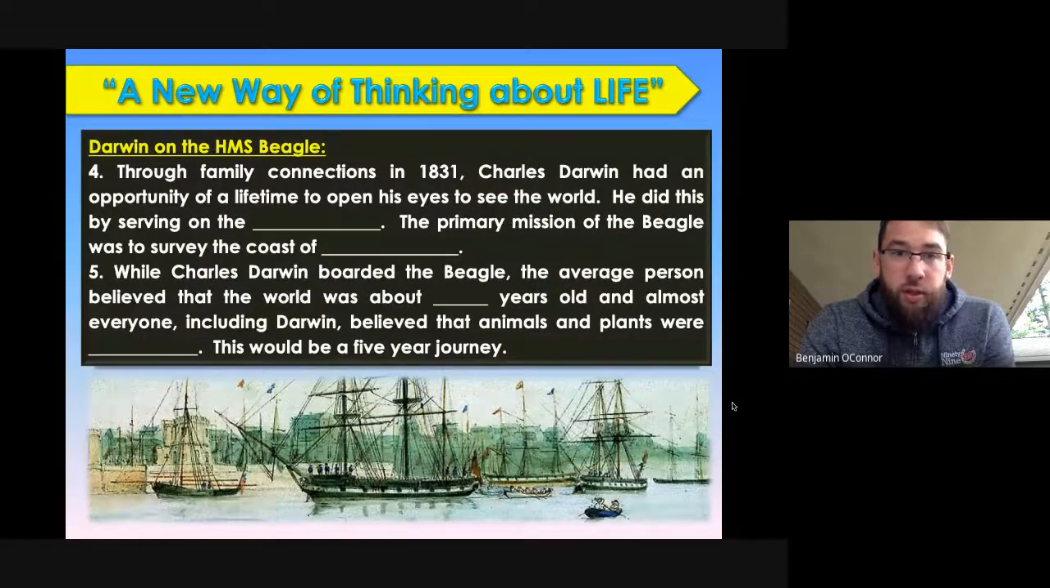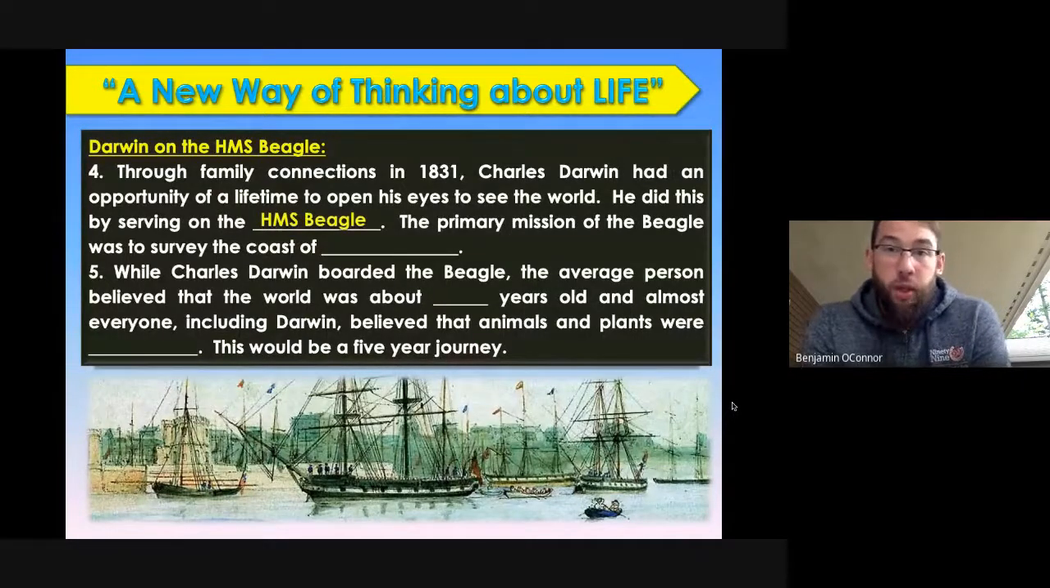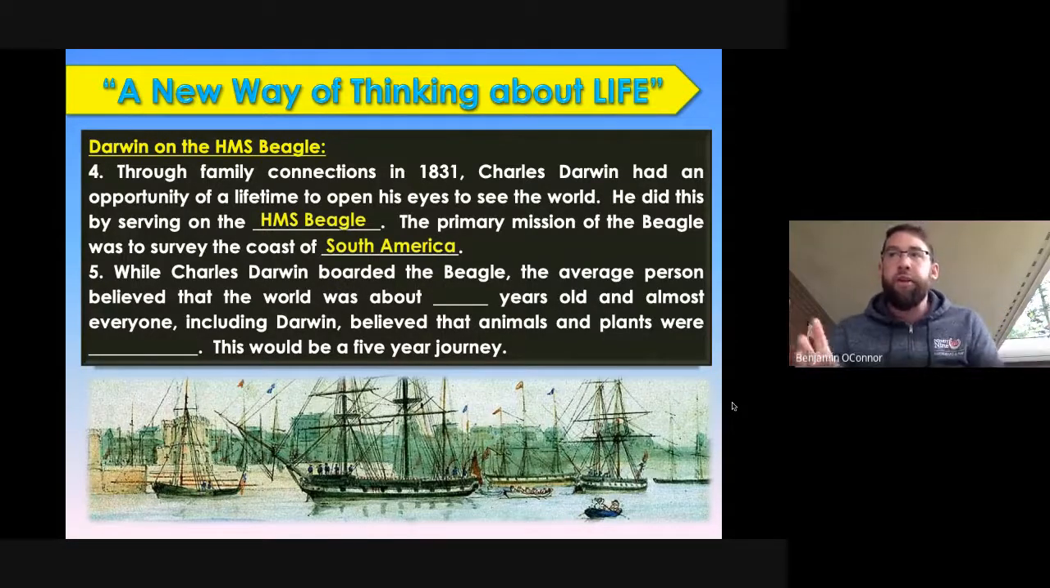So on this Beagle, the ship he was on, I was going to call it a boat, but it's more of a big ship, Charles Darwin had an opportunity of a lifetime to open his eyes to see the world. He got on the HMS Beagle, and they were going to survey the coast of South America. This is when they were still trying to draw accurate maps, and they had to have ships and boats out there to map out the world. That was what the HMS Beagle wanted to do.